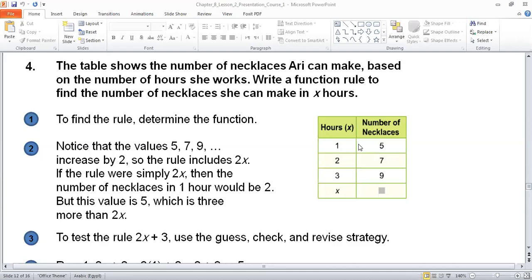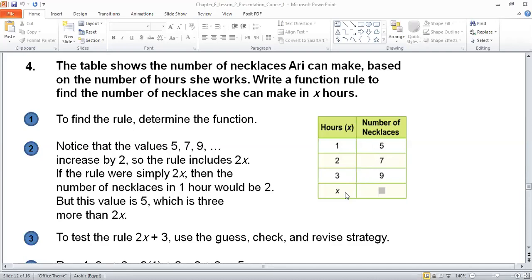1 by 2 equals 2. Plus 3 gives me 5. 2 by 2 gives me 4. 4 plus 3 gives me 7. 3 by 2 equals 6. 6 plus 3 gives me 9.